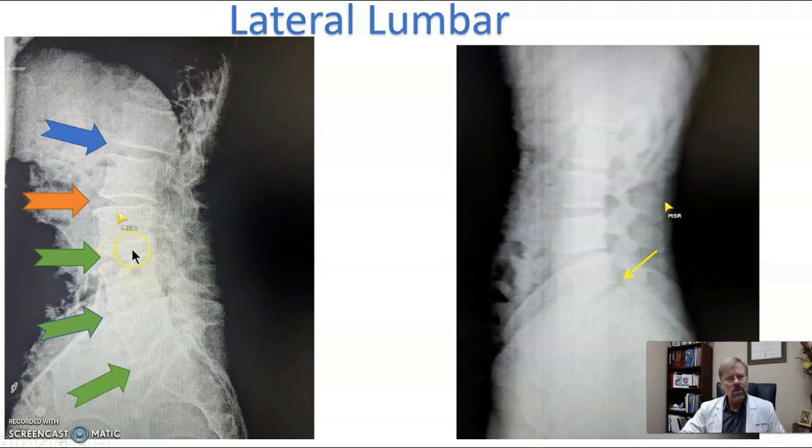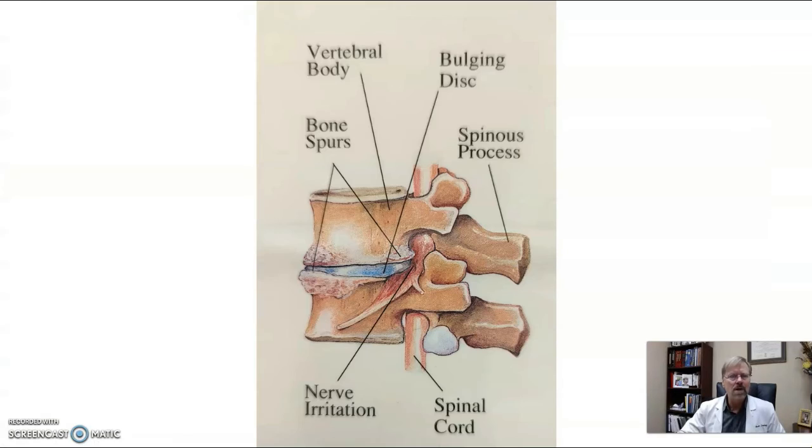And then here, the first green arrow, we see very little disc space. Again, very little disc space. Again, very little disc space. So what that tells me is there's premature wear and tear. Think about it like the front end of a car. If the front end of your car is out of alignment, it causes premature wear and tear of the tires. This is what our concern is with misaligned lumbar spine and pelvis.